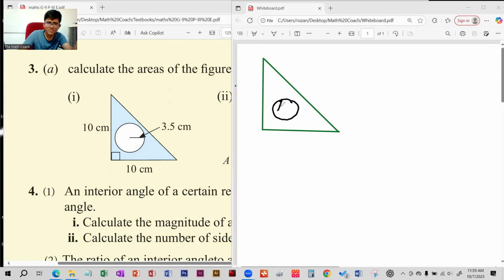Now we have to omit this hole actually. We don't need this hole. We need only the triangle area, I mean this triangle with a hole, right? Okay, now how do you do that?